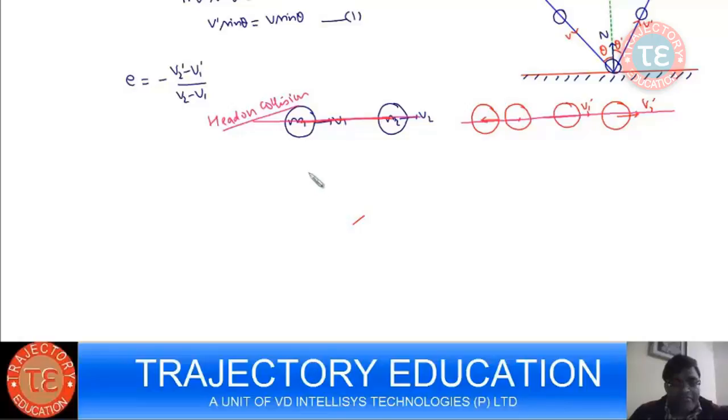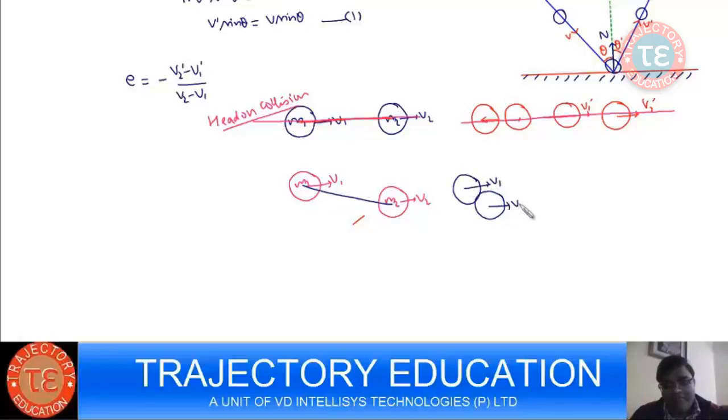In case of oblique collision, if this body M1 is moving with V1 and this is V2, and say this is the line joining the two bodies, you find that the velocities are not along the line joining the two bodies. So when they collide, the impulsive force acts along the line joining the centers. M2 exerts impulsive force N on M1 in this direction, and M1 exerts impulsive force N in this direction, right?